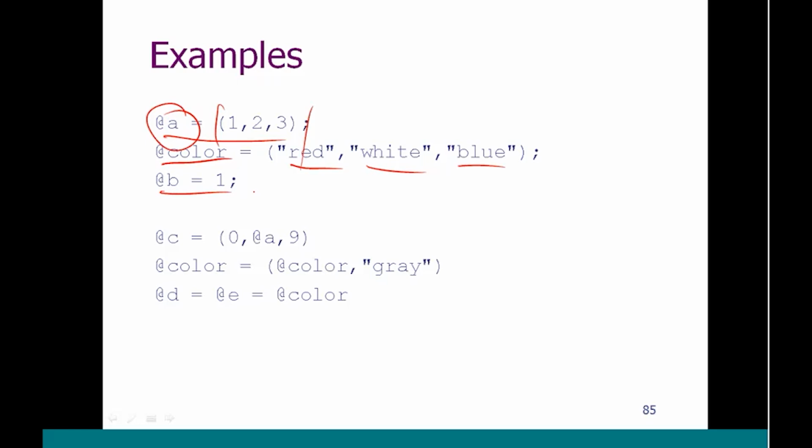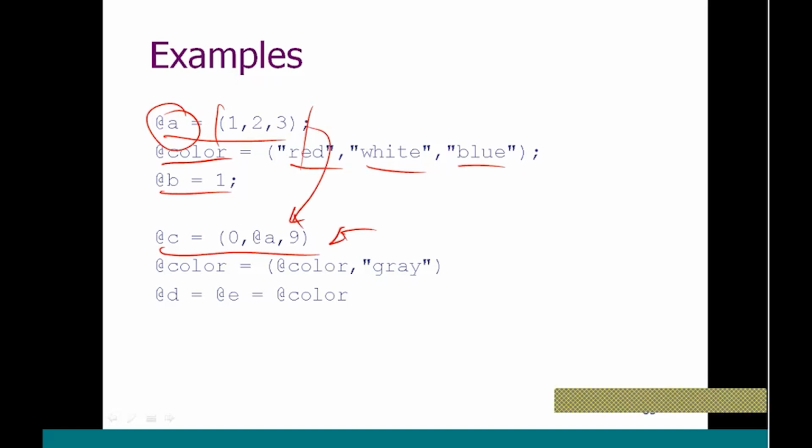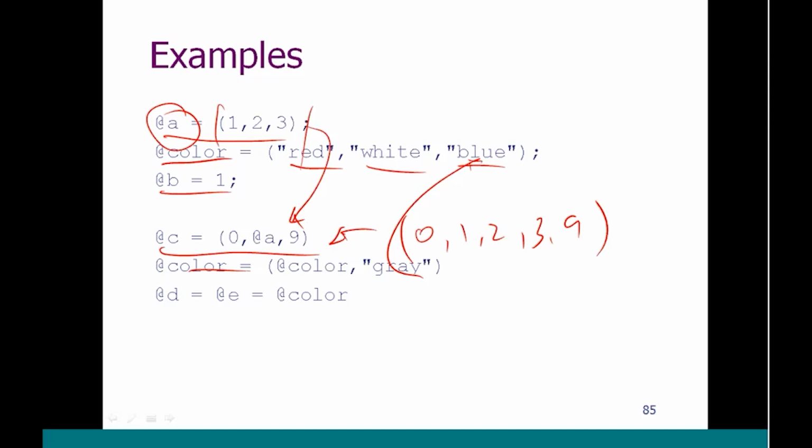Here is another one. $c is basically 0 at a and 9. So this can be replaced so that it becomes 0 1 2 3 9. And then the same thing, the array is updated towards the end to the @color array, and you can see that it's used in both places. And this is a multi-assignment case where both $e and @b are assigned the same as @color.